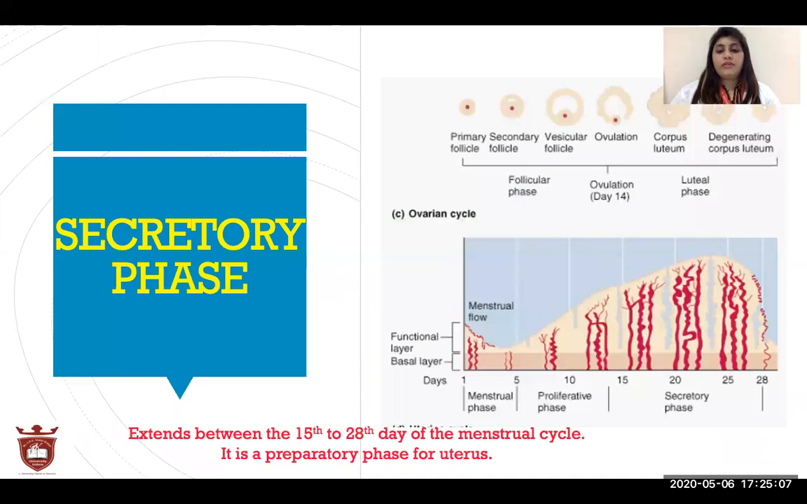Under the influence of progesterone, the uterus enters into the secretory phase of the endometrial cycle. During this phase, the tortuous arteries grow longer and longer. You can see here in the diagram how the tortuous arteries are growing longer and longer.